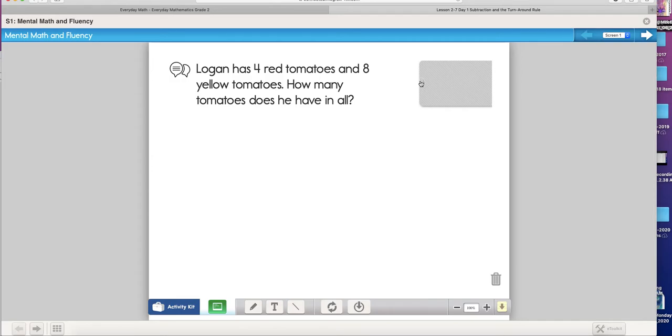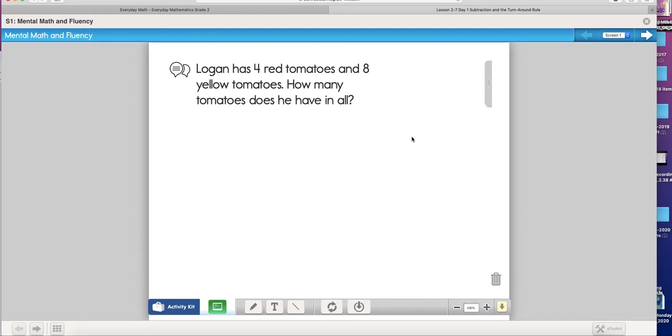12. 12? I think there's a little answer here. Let me see. Oh, it didn't give me my little answer, but yes, there are 12 tomatoes in all. How did you figure that out? I counted by 2. Okay, what kind of math problem did you do?